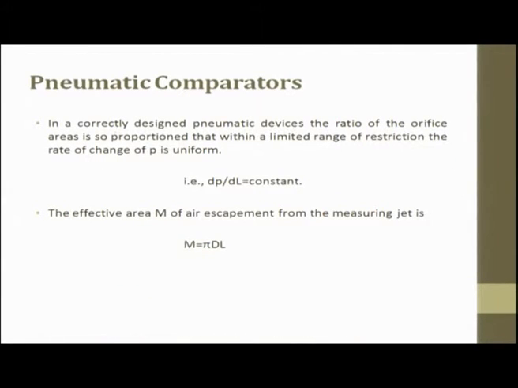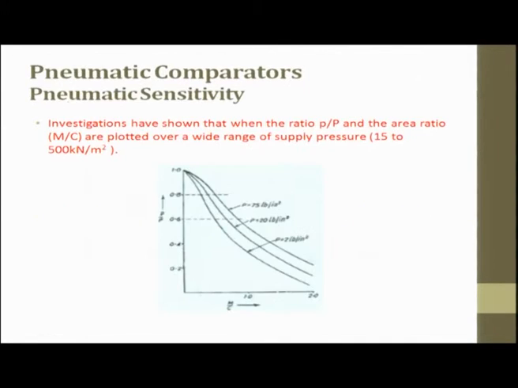In a correctly designed pneumatic device, the ratio of the orifice areas is so proportioned that within a limited range of restriction, the rate of change of P is uniform. So, dP by dL we will try to maintain as constant. The effective area M of the air escapement from the measuring jet is nothing but pi into D into L. The sensitivity of a pneumatic gauge can be expressed like this: this is dP by P and this is M by C. So, there is a ratio.